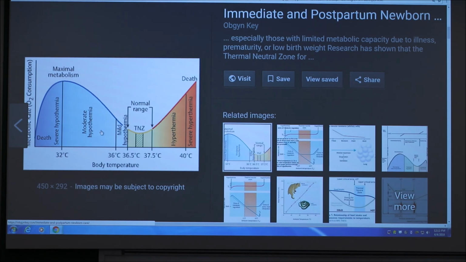So here are two new concepts. Remember the zone is lower critical temperature, upper critical temperature. There are two more lines further out. On the left, they're called the absolute lower critical temperature. On the right is the absolute upper critical temperature. So there's death on both ends.